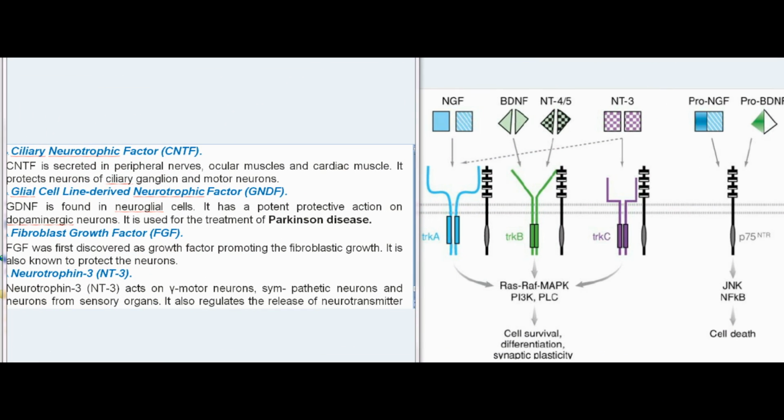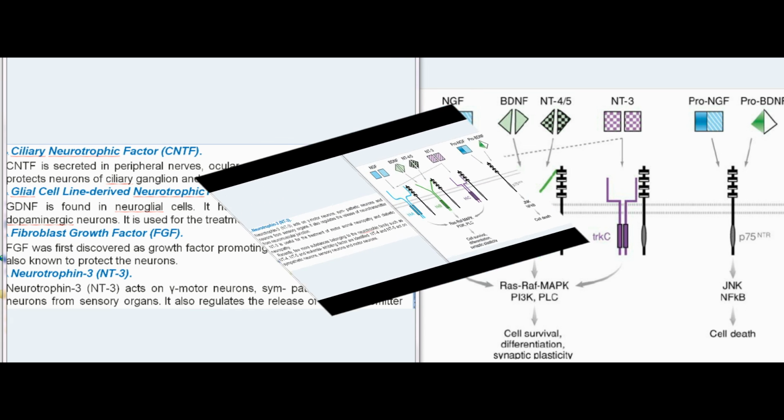Ciliary neurotrophic factor, CNTF. CNTF is secreted in peripheral nerves, ocular muscles, and cardiac muscle. It protects neurons of ciliary ganglion and motor neurons. Glial cell line-derived neurotrophic factor, GDNF, is found in neuroglial cells. It has a potent protective action on dopaminergic neurons. It is used for the treatment of Parkinson disease. Fibroblast growth factor, FGF. FGF was first discovered as growth factor promoting the fibroblastic growth. It is also known to protect the neurons.